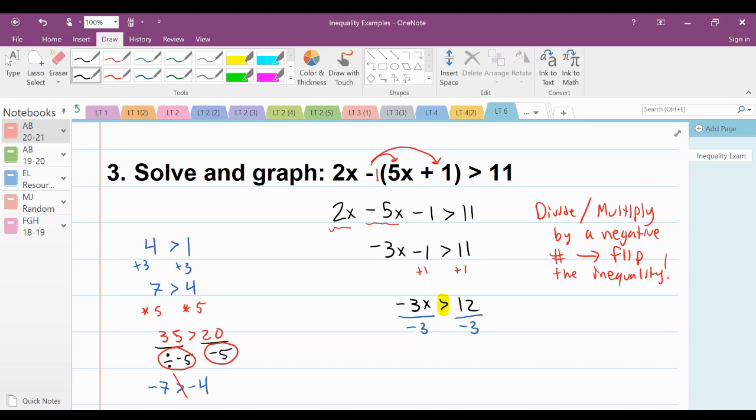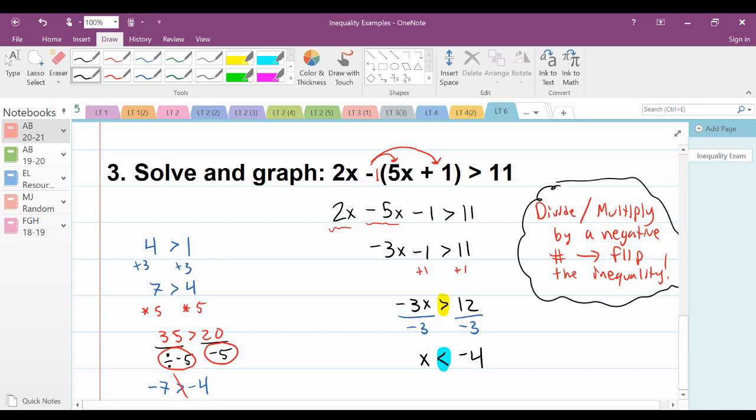So -3x divided by -3 is simply 1x. And now I have this less than sign instead because x is now less than -4. And that's because we divided by a negative number. If I multiply or divide by that negative, I do need to flip the inequality sign. So here's my answer: x is less than -4.